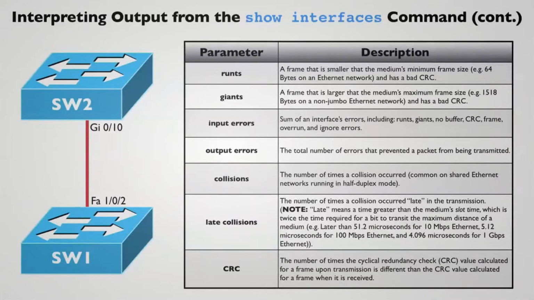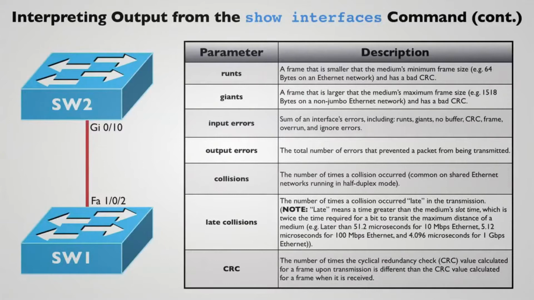Well, think about a fast Ethernet network as an example. If we're running unshielded twisted pair, category 5, and we have a fast Ethernet network, what's the maximum distance between a couple of switches, theoretically anyway? It's 100 meters. Well, a slot time is twice the time it takes for a bit, an electrical pulse, to be sent over that maximum distance. To give you a few examples, that slot time would be 51.2 microseconds on 10 megabits per second Ethernet, 5.12 microseconds for fast Ethernet, and 4.096 microseconds for 1 gigabit per second Ethernet.